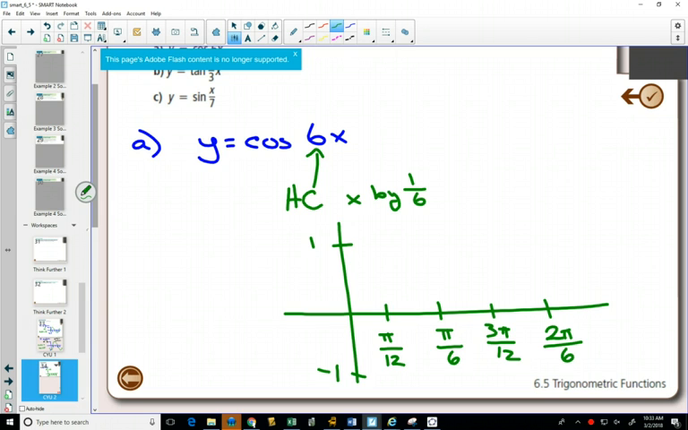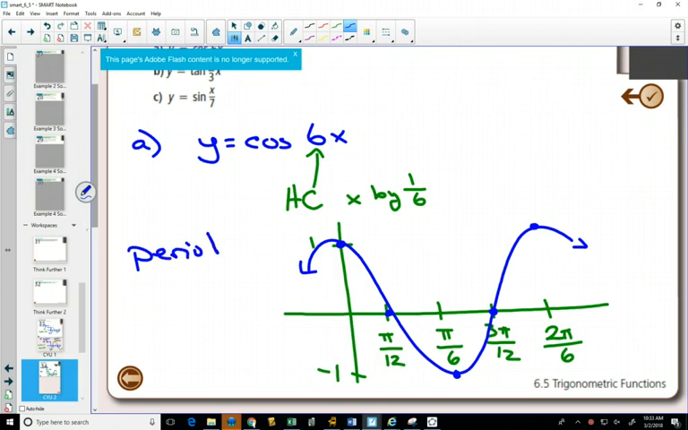So now to draw my cos graph, first of all, our cos graph always starts at a maximum. So there's my maximum value, then to the center line, down to your minimum, back to your center line, back to your maximum. Draw your smooth curve going through all of those. And here, our period is 2 pi over 6, or pi over 3.